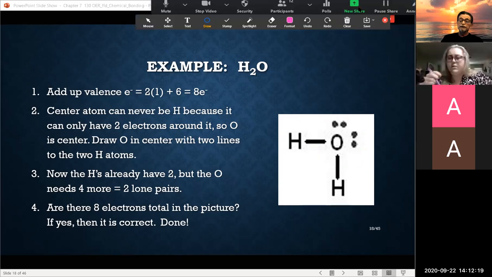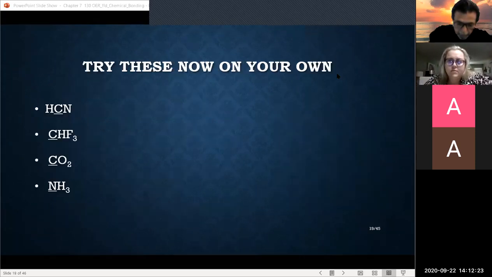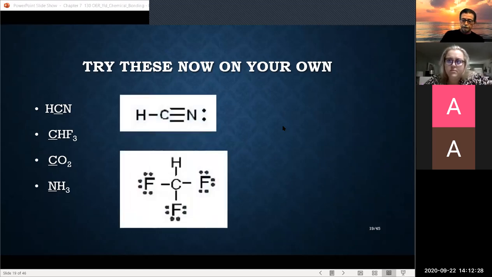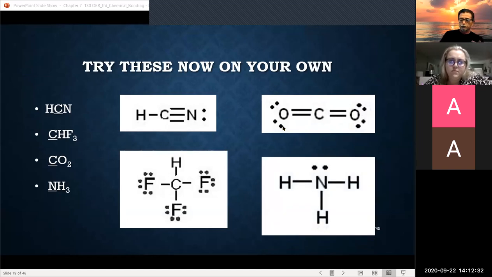All right, let's do a couple here. I'm going to give you the formulas here. Then I'm going to do one example, but try these at home. Now I'm going to run through the HCN.